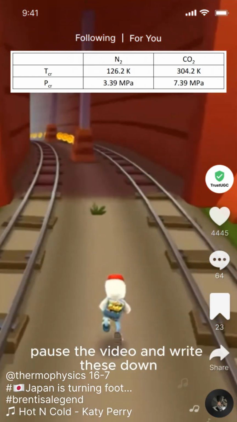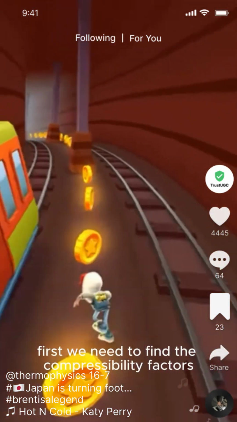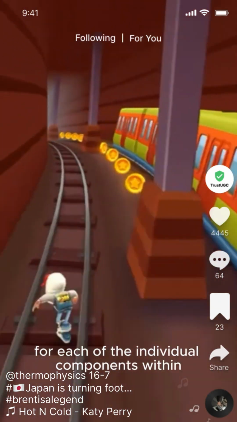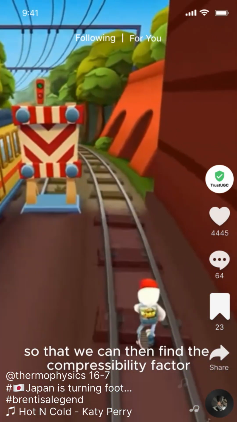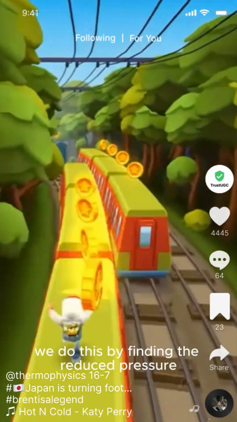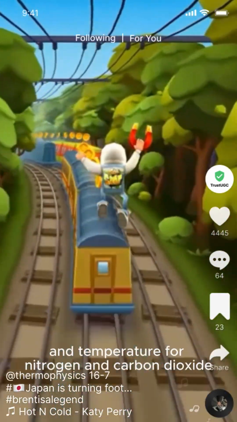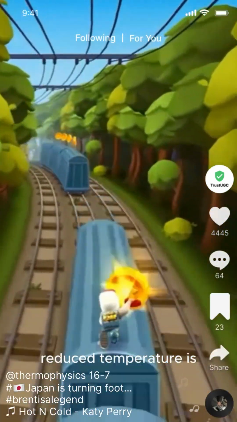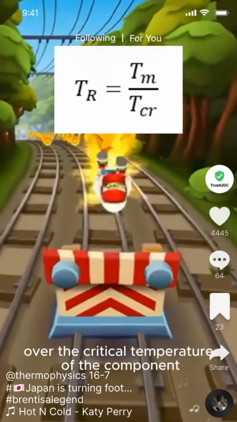Pause the video and write these down. First, we need to find the compressibility factors for each of the individual components within the mixture, so that we can then find the compressibility factor of the mixture. We do this by finding the reduced pressure and temperature for nitrogen and carbon dioxide. Reduced temperature is equal to the temperature of the mixture over the critical temperature of the component.